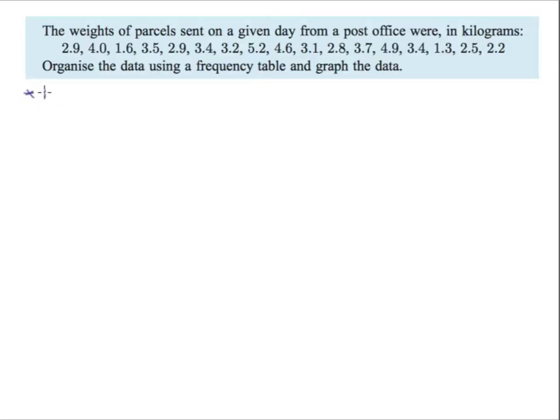Okay, in our first example here, we're going to look at the weight of parcels sent on a given day from a post office in kilograms. So this is continuous data because it's a measure of the weight. And remember, that is one of our examples of continuous variables. The first thing I need to do is organize this data, so we need to figure out our class intervals.